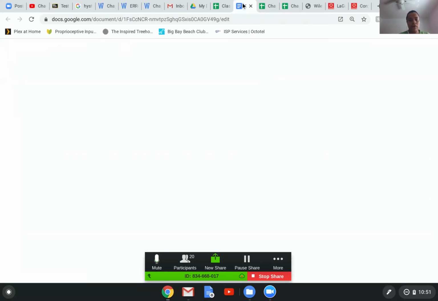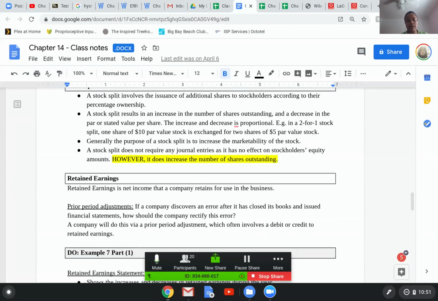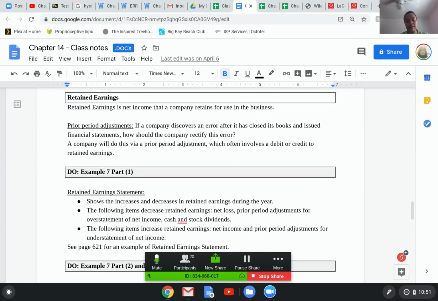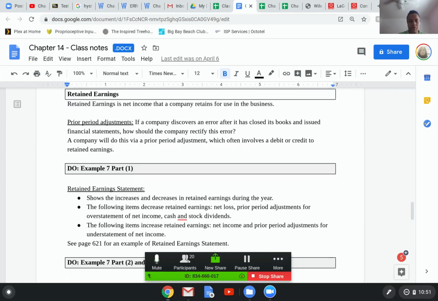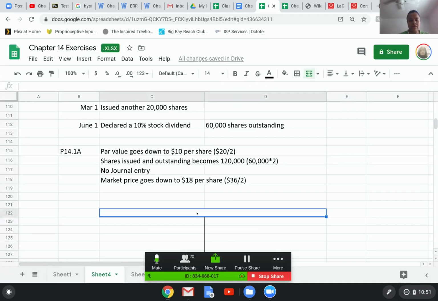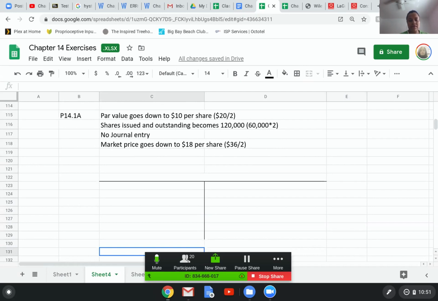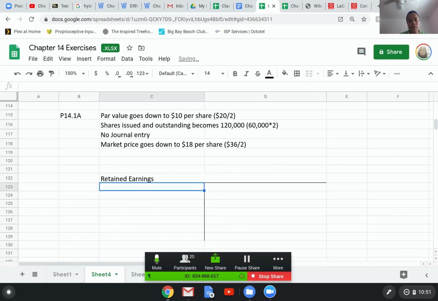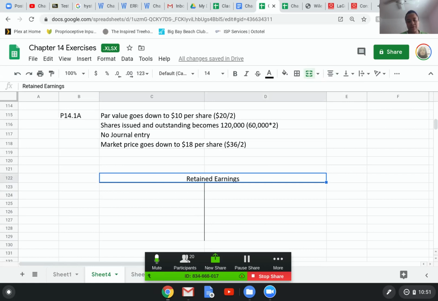Okay, so on Monday, we spoke a little bit about retained earnings and the fact that we possibly have to do prior period adjustments and so on. So I just wanted to start out again by thinking about retained earnings. I just threw a T account here for retained earnings, and I want us to remind ourselves how retained earnings works, right?